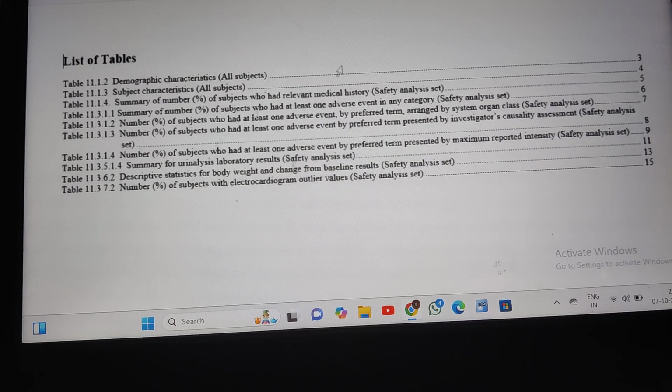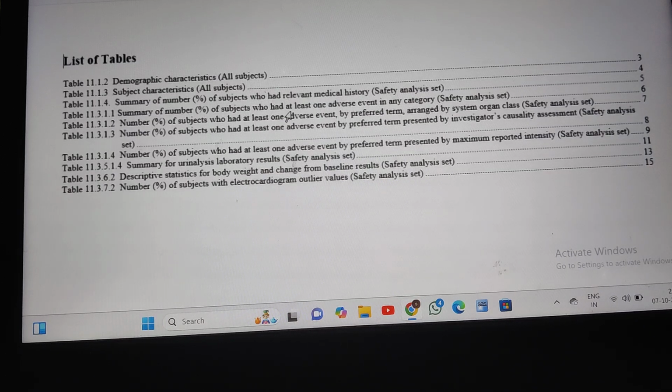Here is the list of tables, showing how many tables there are. This is the table number. The table number should be unique, and it should not be repeated anywhere. But similar kinds of tables will share the same series. For example, if you can see 11.3.1, 11.3.2, 11.3.3, 11.3.4, these are all adverse event related TLFs. That's why they have used the same kind of series.